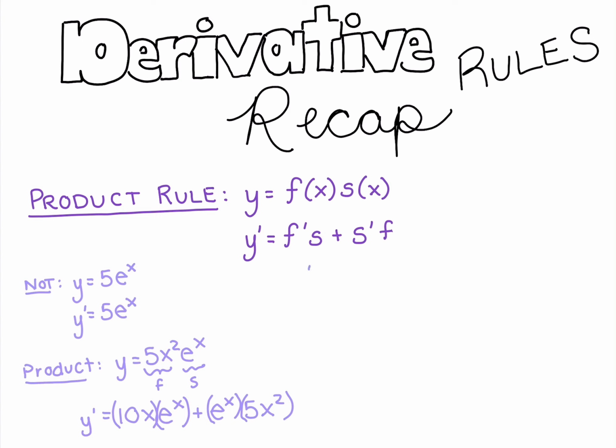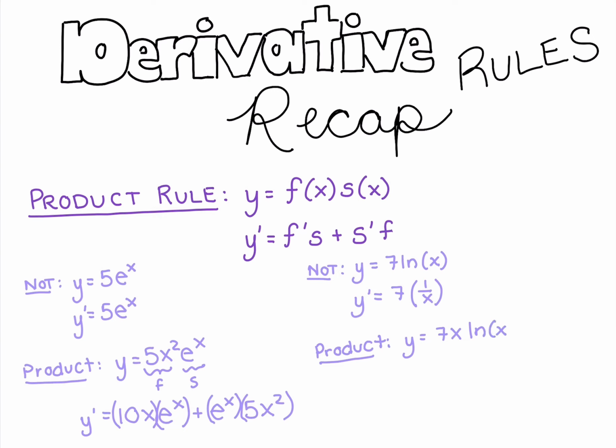So if we apply that again, something that is not a product rule would just be like 7 times ln of x. It's not x's times x's. You just keep the constant multiple 7 when you take the derivative. So keep the 7. Derivative of the natural log of x is always 1 over x. Whereas what is a product rule is if you have x's times x's. So if we just switch it slightly, if we have y equals 7x times the natural log of x.